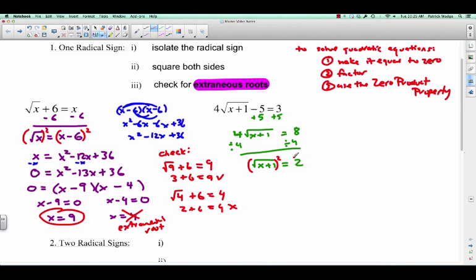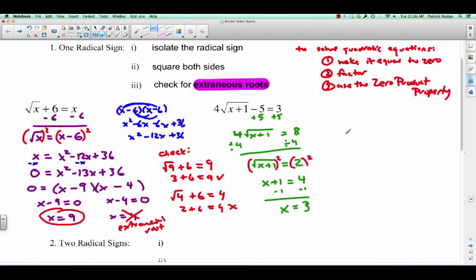Hey, this one's going to be easier. Because when we square the left-hand side, the square root of x plus 1, all squared, just equals x plus 1. 2 squared equals 4. Hey, we're almost done. All I have to do is subtract 1 from both sides. You get x equals 3. Don't go to the next question yet. You need to check this.